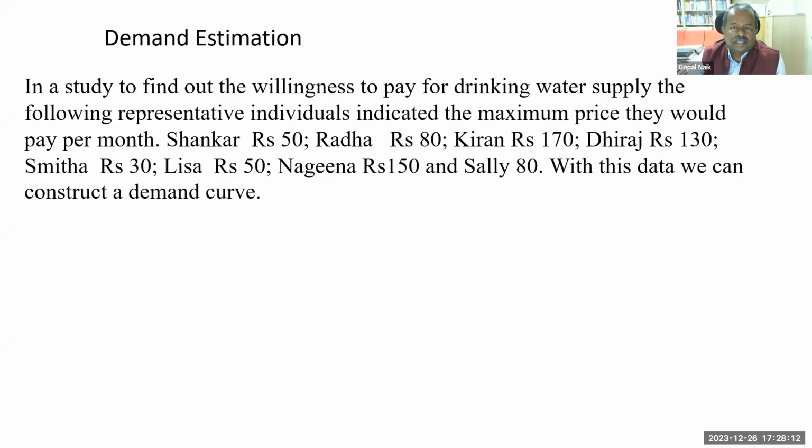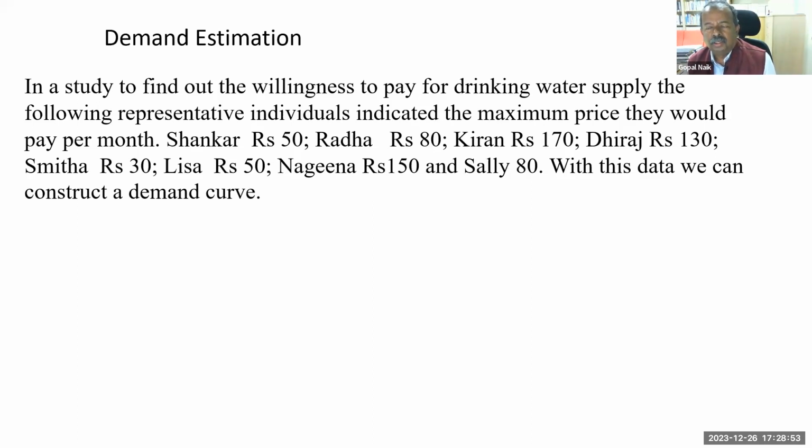We can just take an example and see how one can arrive at a demand curve using simple exercises. For example, in a study to find willingness to pay for drinking water supply, the following representative individuals indicated, you asked them, and they indicated the maximum price they would pay per month for supply of water. Shankar is ready to pay a maximum of 50 rupees. Radha is ready to pay a maximum of 80 rupees.